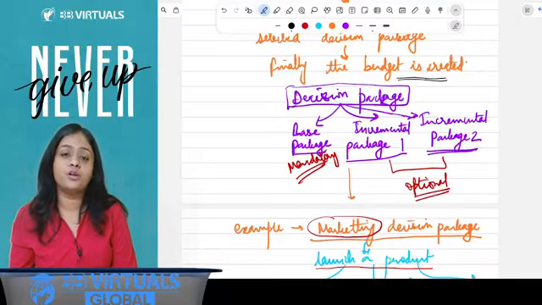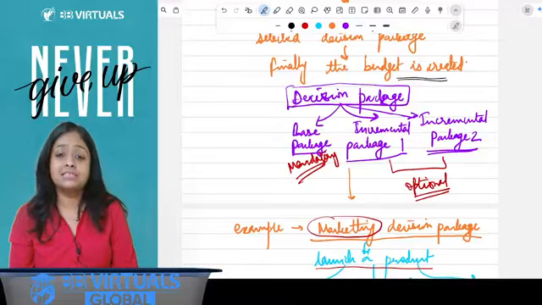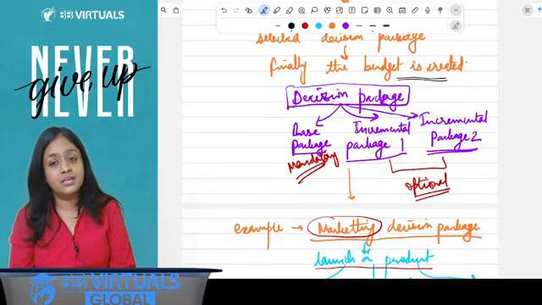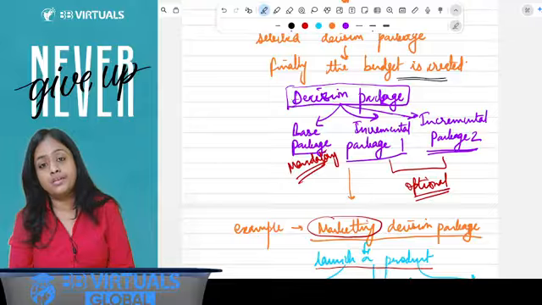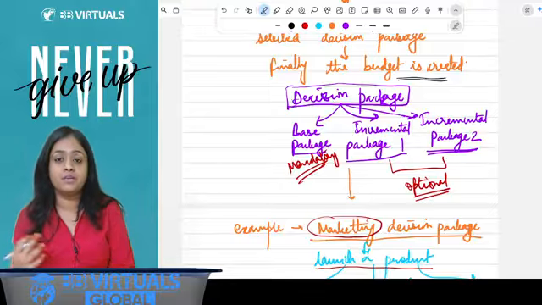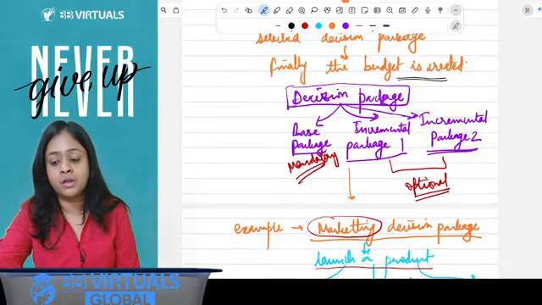Let's say we go for a car purchase. So the car purchase is a basic package. Accessories that we add on become your incremental package. So then we see the validation whether a certain accessory is actually needed or not. Accordingly, the budgeting will recommend to go for incremental package 1 or incremental package 2.